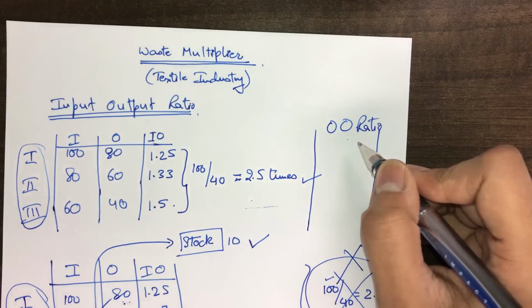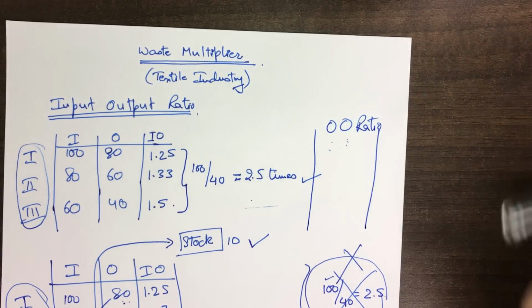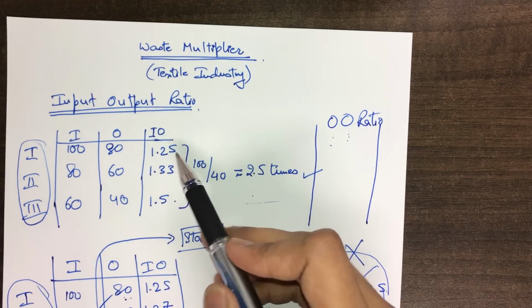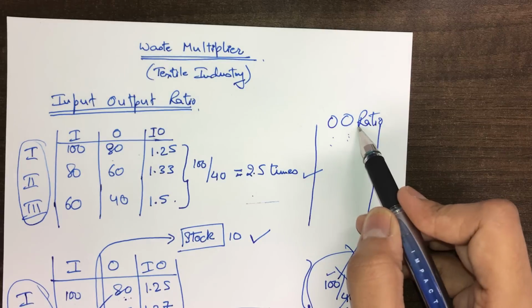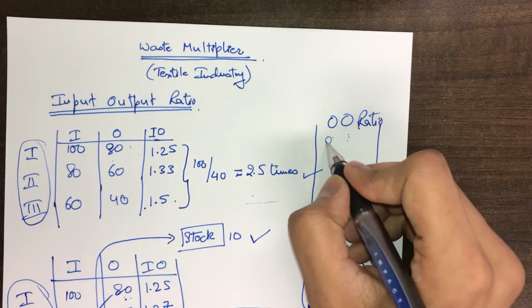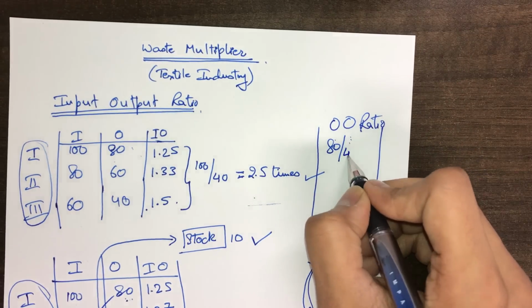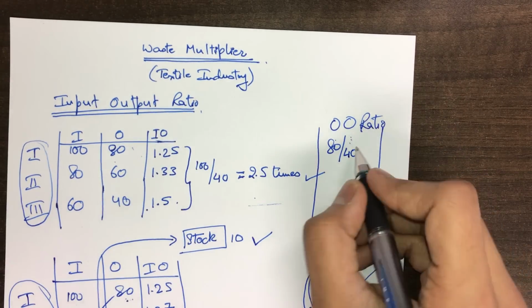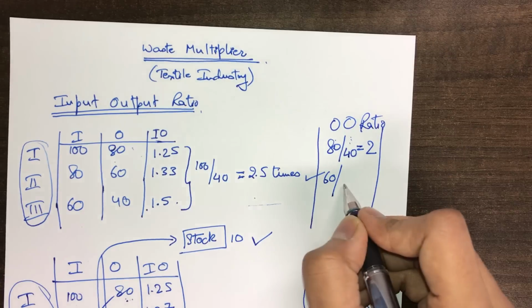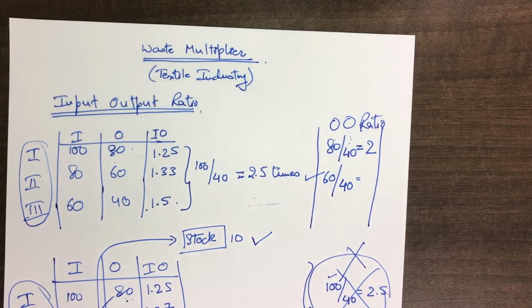First of all, you have to tell us, what do you mean by output-output ratio? Just like there is input-output ratio which compares the input with output, I have output-output ratio which will compare output to output. For instance, output from process 1 is 80 and output from the last process is 40. So the output-output ratio of the entire first process is 2. Output of second process is 60. Output of the last process is 40. So the output-output ratio becomes 1.5.